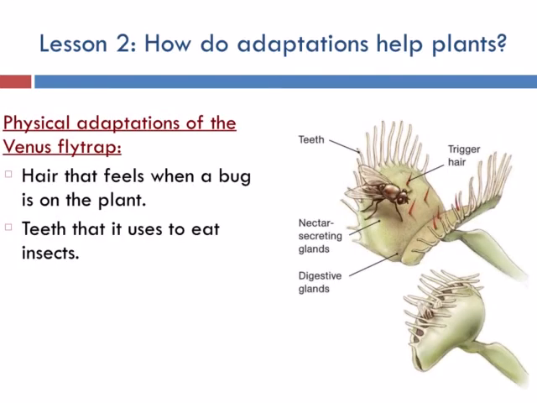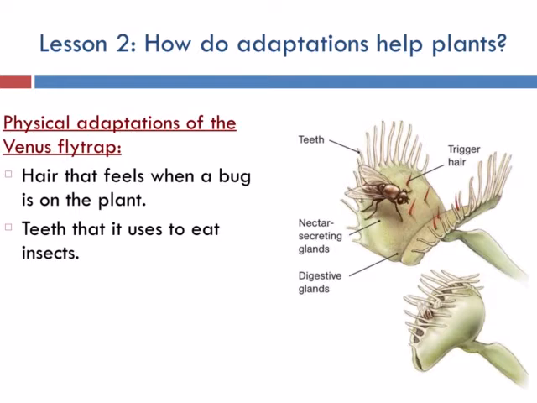The second example that we are going to study is the Venus flytrap. This type of plant lives in a place where it lacks nutrients. You know that for a plant to survive, it needs water, sunlight, nutrients, and carbon dioxide. So where does this plant get its nutrients from?